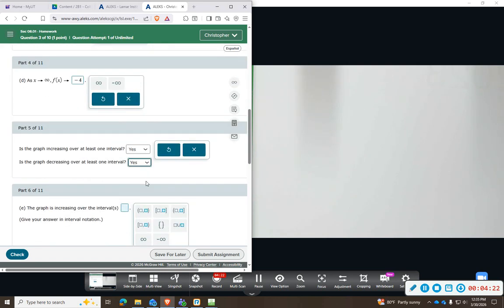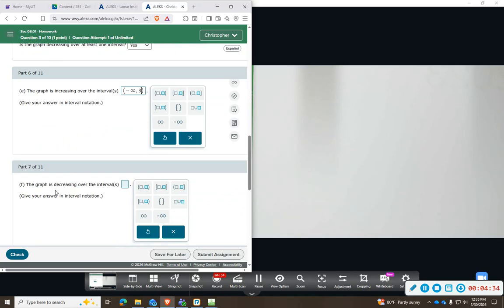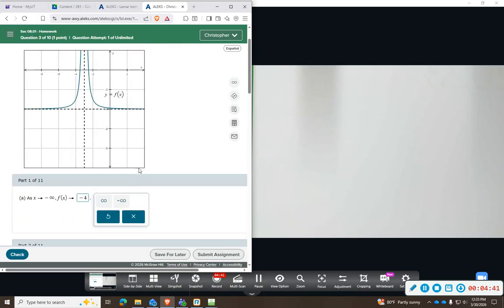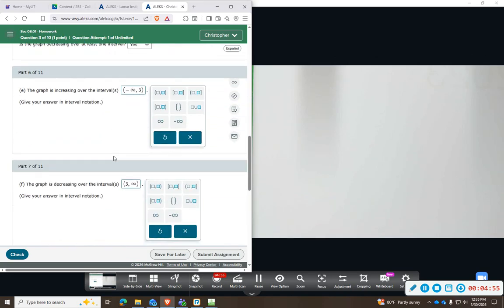So we will say graph is increasing from negative infinity up to 3, and then part 7, it is decreasing, and that would be from 3 to infinity. Okay, so we're again indicating that based on the x-axis direction. So starting from 3, going to the right all the way to positive infinity, this is decreasing, just getting closer and closer to that line.